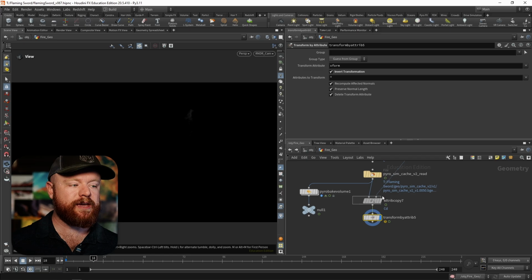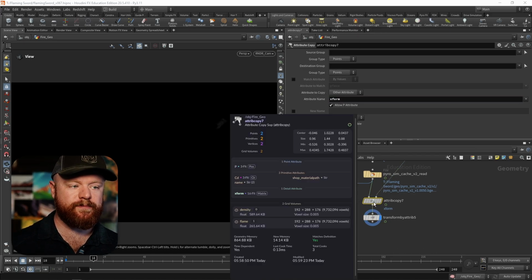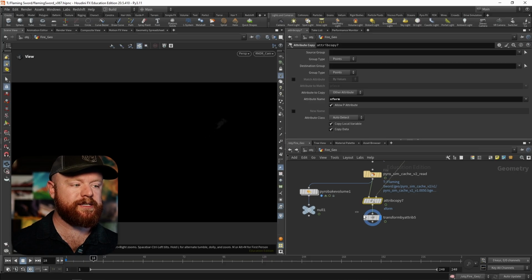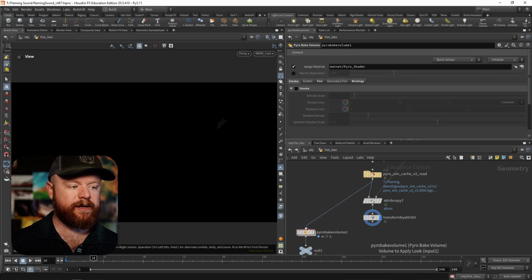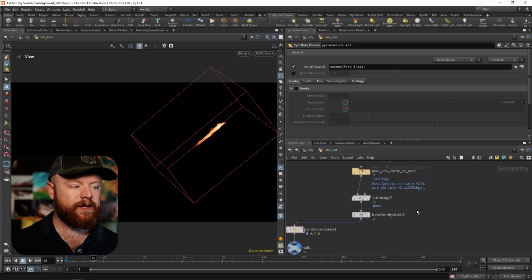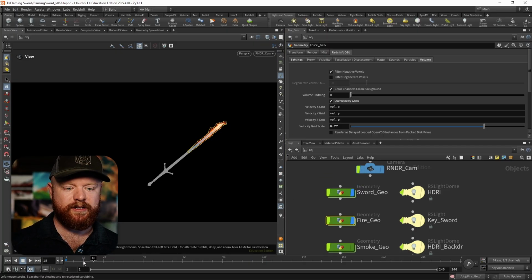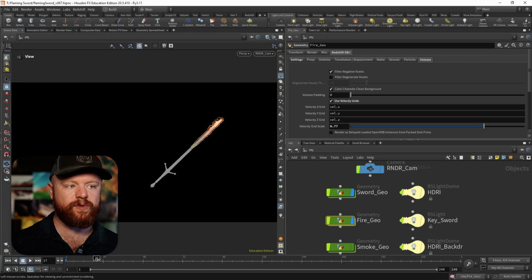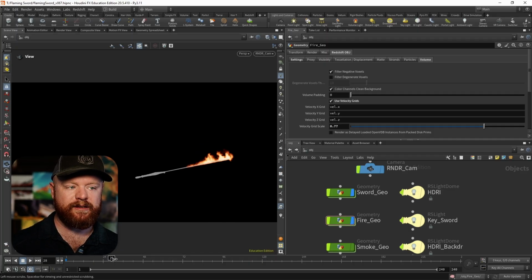So when we invert that transform, and let's just make sure we're grabbing the right attribute there. So there's xform as a detail. There's xform. When we do that, and I'll set my visibility right here so we can see the fire, and we enable the sword, we can see that all of this now carries along with the sword, and we no longer have those stepping issues that we had before when this goes to move really fast.